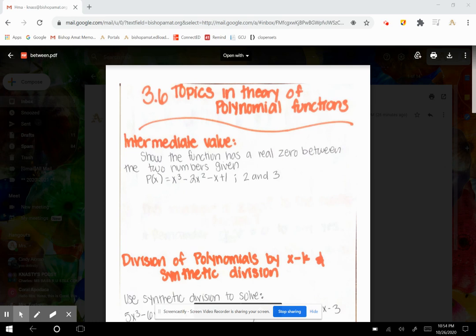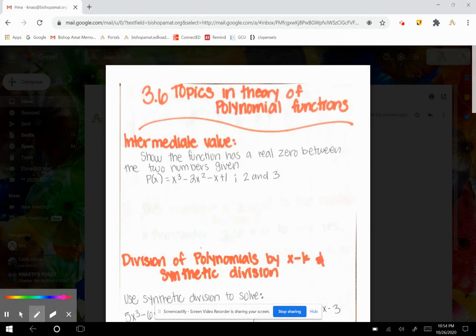3.6 topics in theory of polynomial functions. So first they want you to find what they call the intermediate value theorem. The way to do that, the instructions will say, show the function has a real zero between the two numbers given. So they give you 2 and 3, and all you're going to do is plug them in.